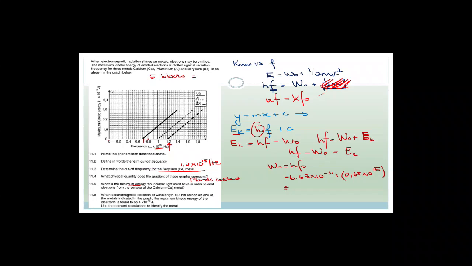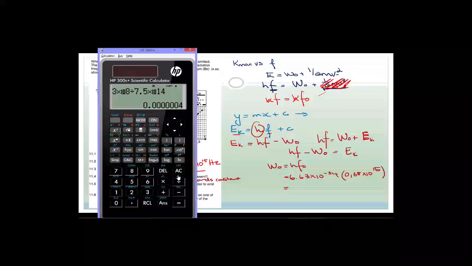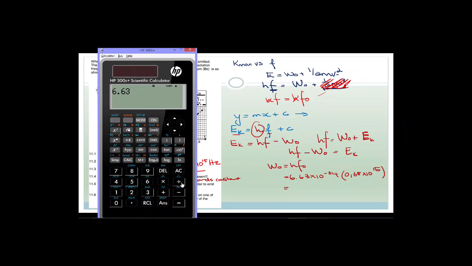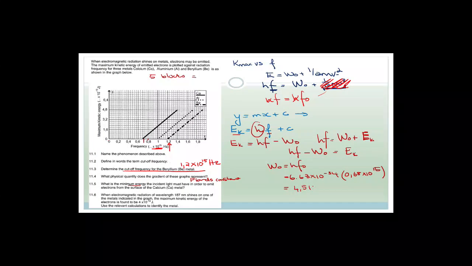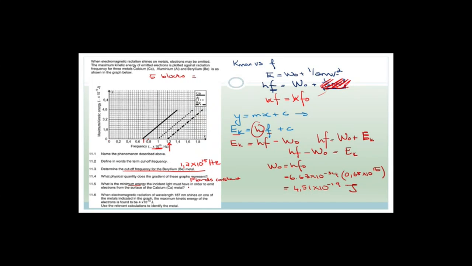Okay, let's get out our calculator. 6.63 exponent negative 34 multiplied by 0.68 exponent 15 equals 4.51 times 10 to the negative 19 joules. Please remember the joules. So it's 4.51 times 10 to the negative 19 joules.